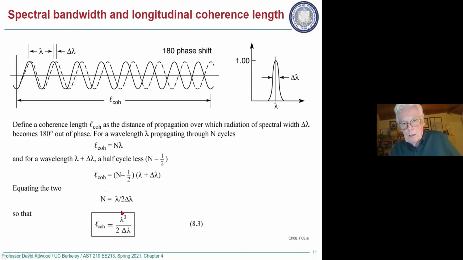So this is it. This is a simple way to get a measure of a longitudinal coherence length. And basically, everybody in the world would take this formula and say, that's it. Actually, the only question might be this factor of 2.